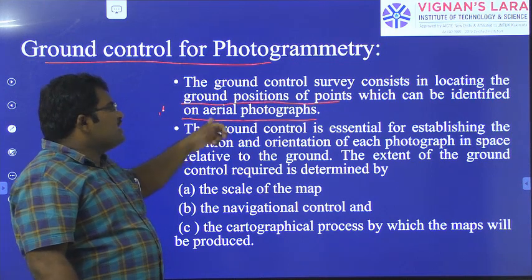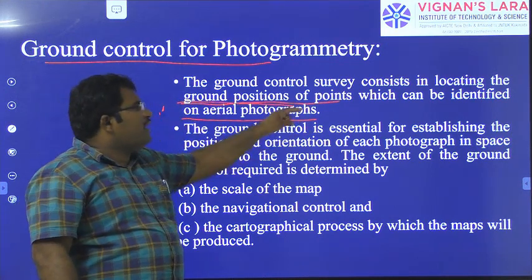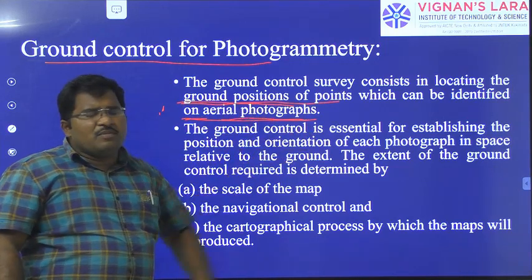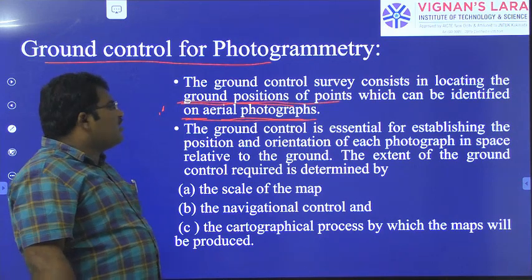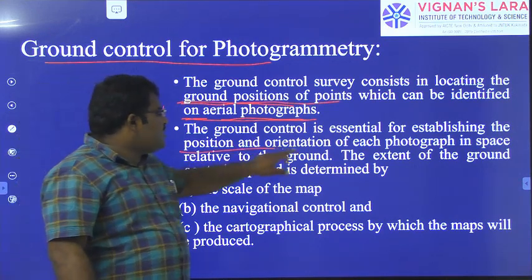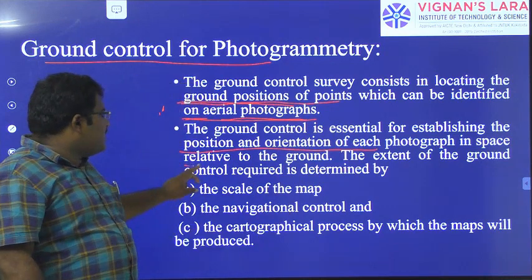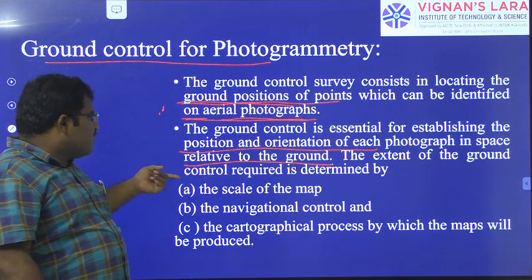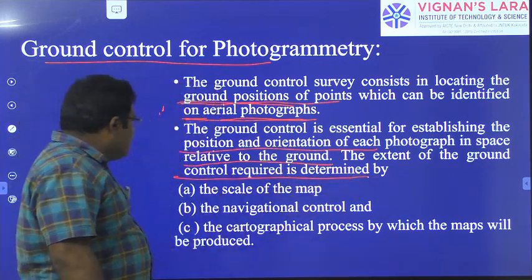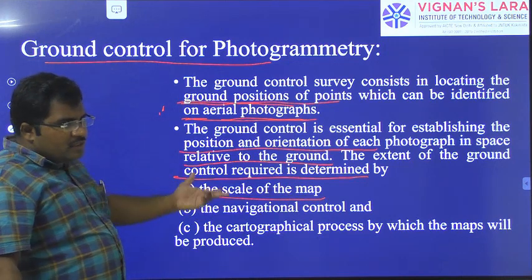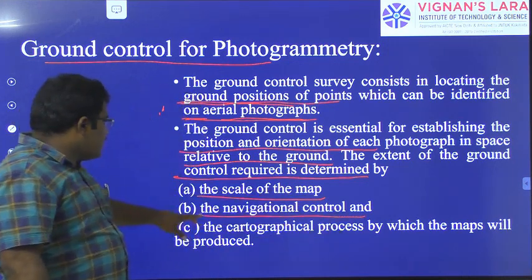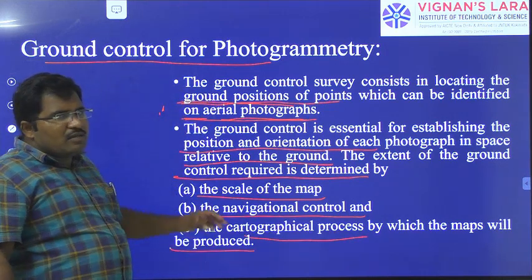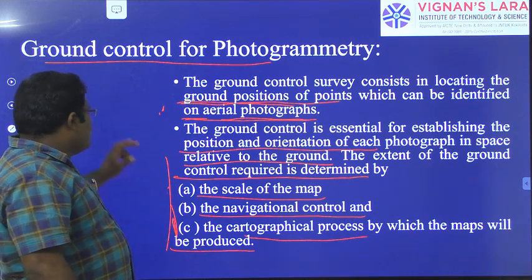So it consists of locating the ground positions of points which can be identified on an aerial photograph. You need to identify in the photo taken from the aeroplane and note it down. The ground control is essential for establishing the position and orientation of each photograph in space relative to the ground. The extent of this ground control required is determined by the scale of the map, then the navigational control and the cartographical process by which maps will be reproduced.